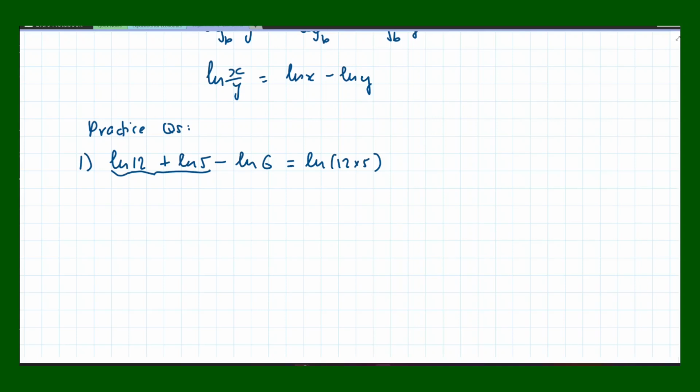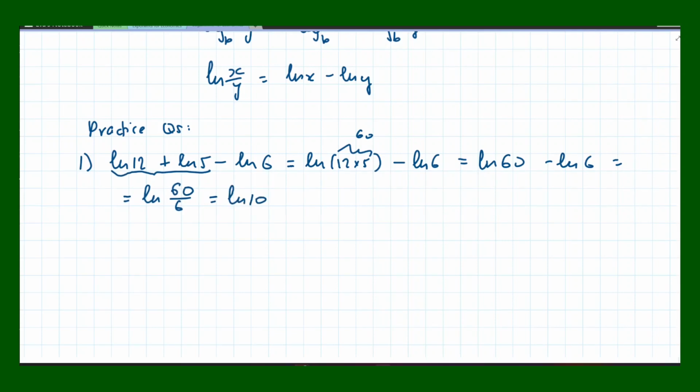But then next, I still have the ln of 6. So 12 times 5 is 60. So this is basically ln of 60 minus ln of 6. What else can I do? Well, I can simplify this into one log sign where the arguments are divided: 60 over 6, and that cancels down to just ln 10. This is much simpler than the expression I started with. I give it to you.